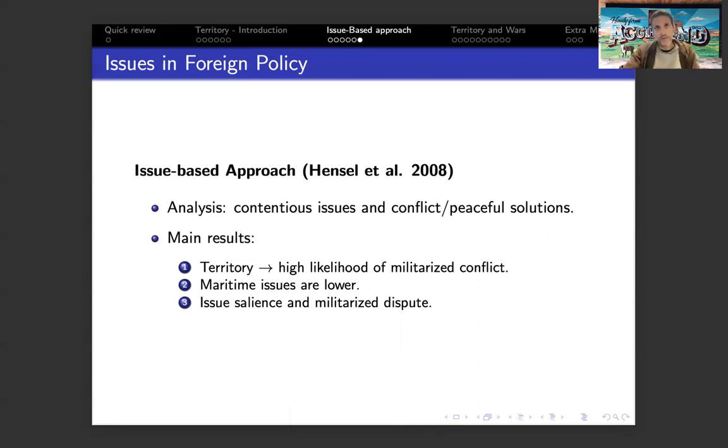issue-based approach for foreign policy, they find that the probability of a militarized conflict will increase substantially as the degree of salience of the issue increases, regardless of the type of issue, whether it is territory or maritime. The more salient the issue, the more likely it is that the solution will be of a militarized conflict type. They find overall in their data that the baseline probability of going into militarized disputes is 0.01, which means one militarized dispute per 100 years.